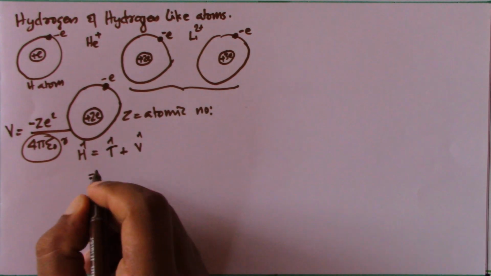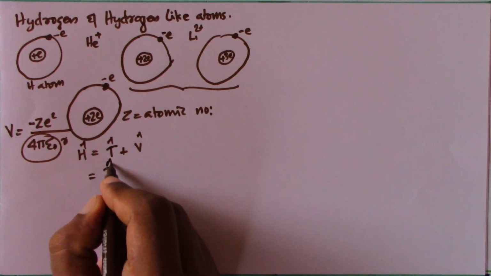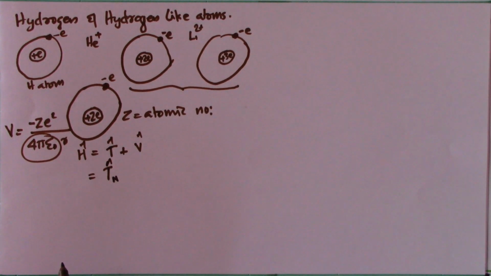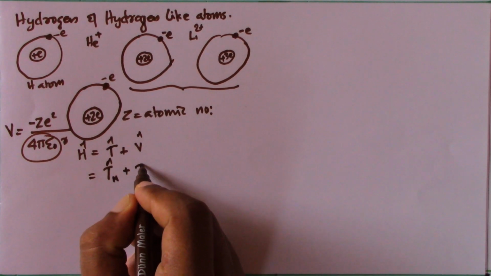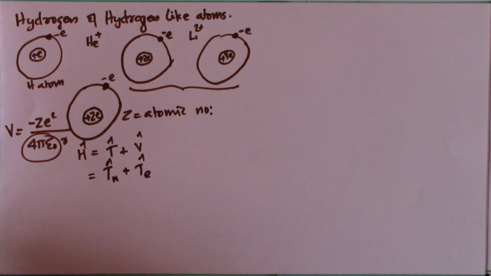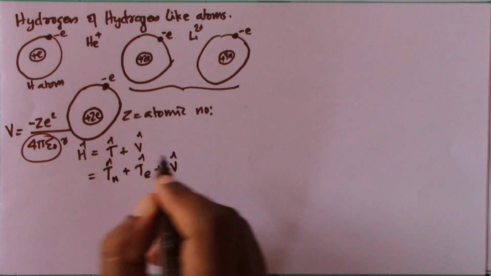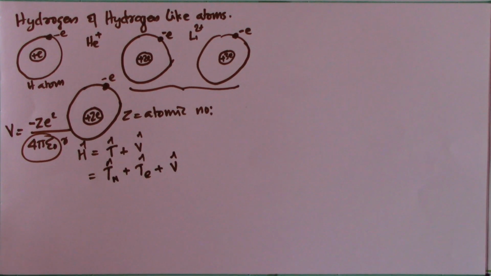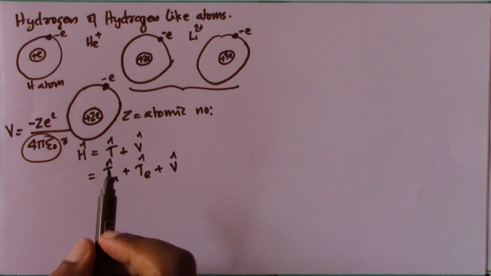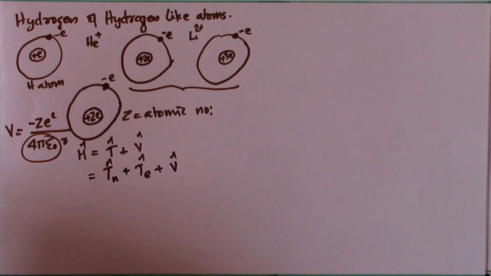So we can write it as T cap N, that is a kinetic energy operator for the nucleus, plus T cap E, that is a kinetic energy operator for the electron, plus the potential energy operator V cap. Okay, and the kinetic energy of the nucleus. What is the kinetic energy of the nucleus?